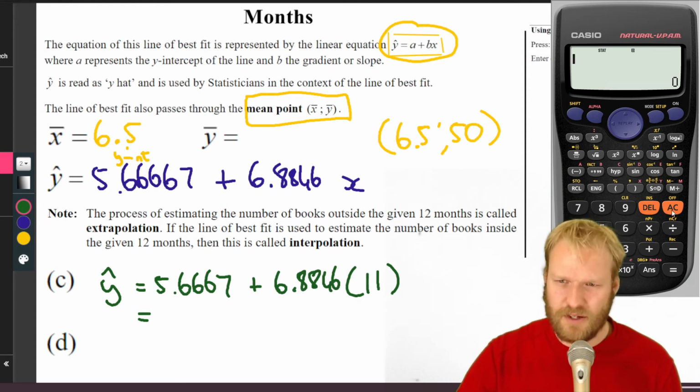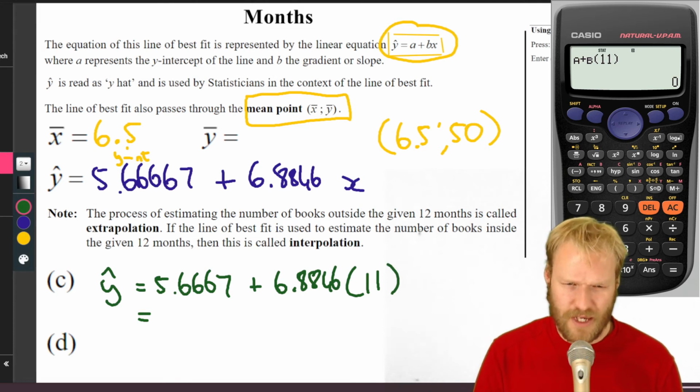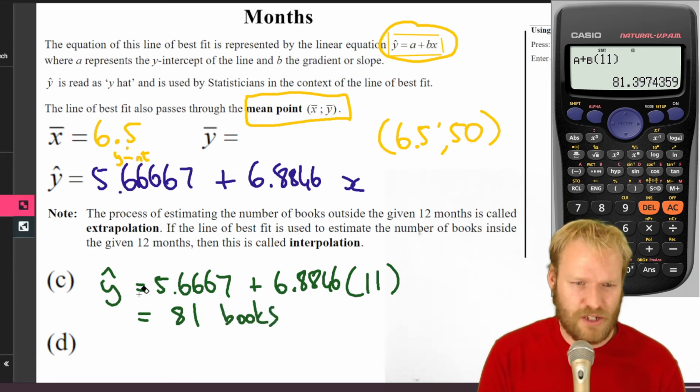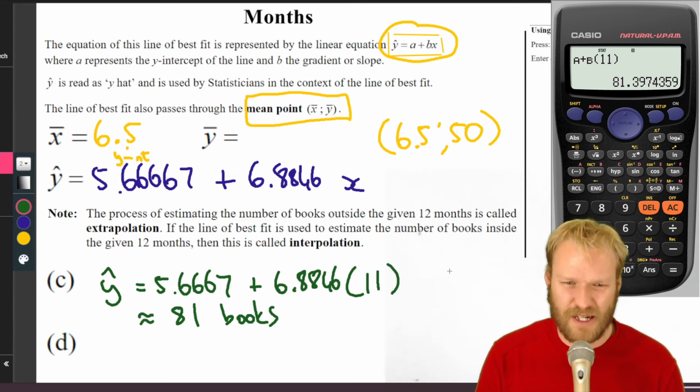Let's put it in the calculator. But let's also be clever here and go shift. Here we've got the value of a. So instead of writing it out again, why don't we just go a plus and then shift stat 5 b times 11. So you can see we're going a plus b 11. So we're just inputting 11 into the equation we've got. Equals 81.39. Well, this represents number of books. So I think 81 books. I'm going to say sort of equal to 81 books.